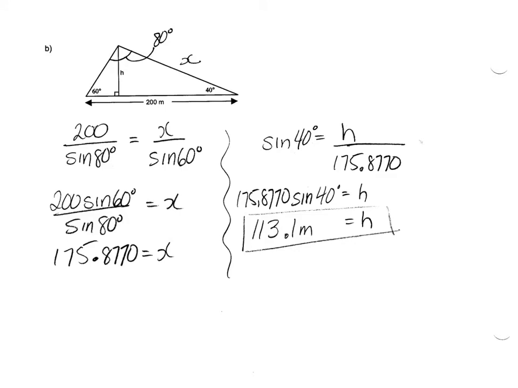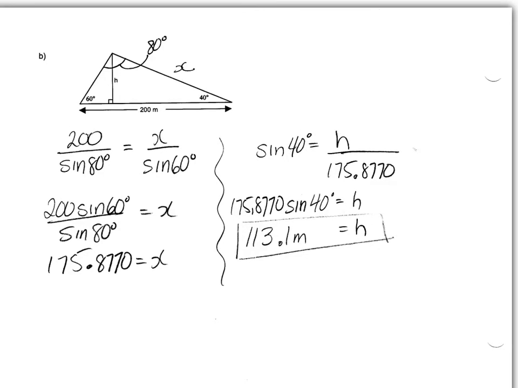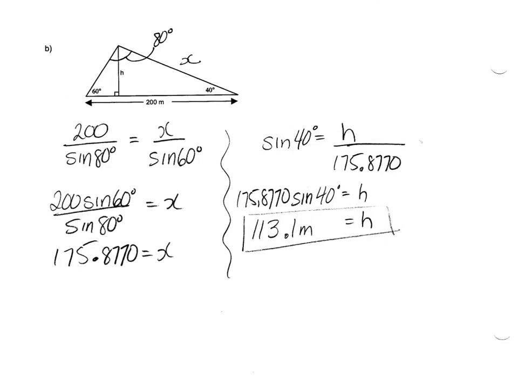Okay, getting a little more complicated on this one. I've labeled some extra pieces in here to help me out. They want me to go and find out what h is. Now they labeled h because it's the height of the triangle, not because it's the hypotenuse, so don't get confused with that.